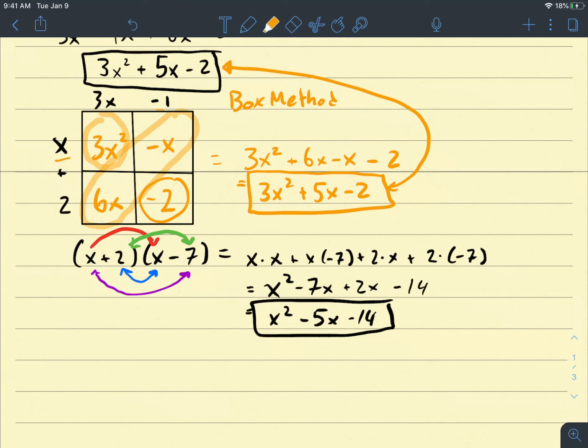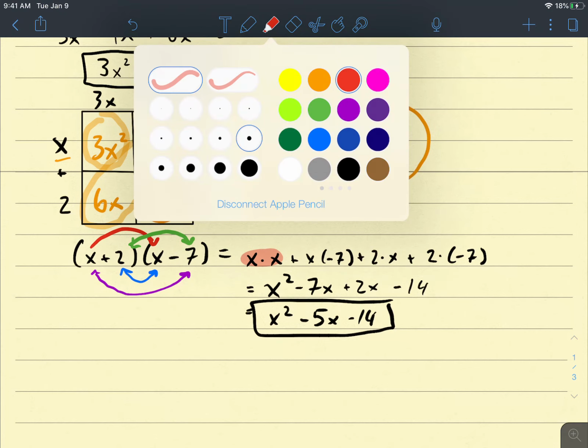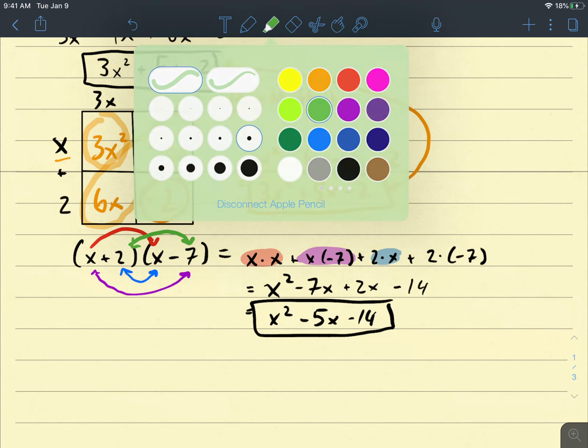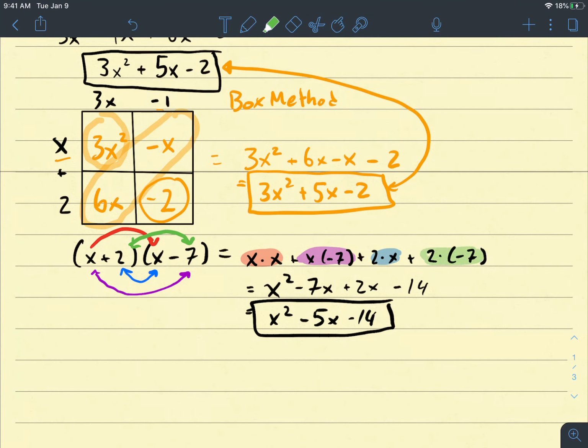Yeah. And then I can highlight these just to show you what came from what. This came from the red, which is the first. And then this came from the outers. This came from the inners. And this came from the last ones. It's first, outer, inner, last.